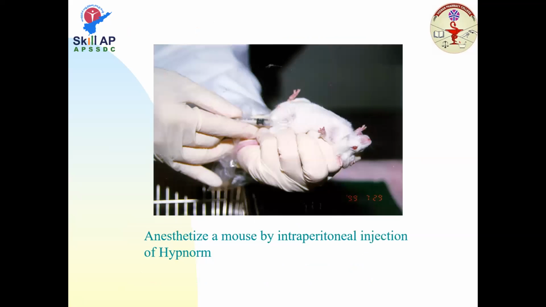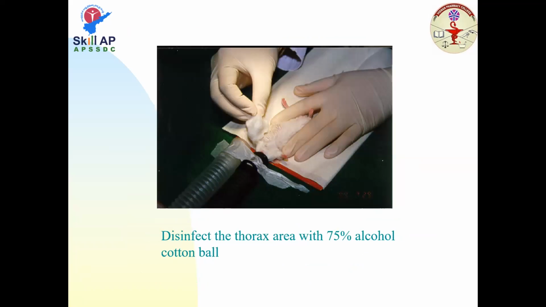So anesthetize the mouse by intraperitoneal injection. As you might know, the heart will be continuously beating, although under anesthesia. So after giving anesthesia, the animal will lose sensation. We will place artificial respiration. You can check here artificial respiration, and we will be opening the chest.